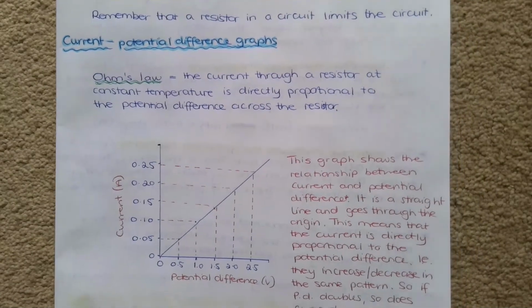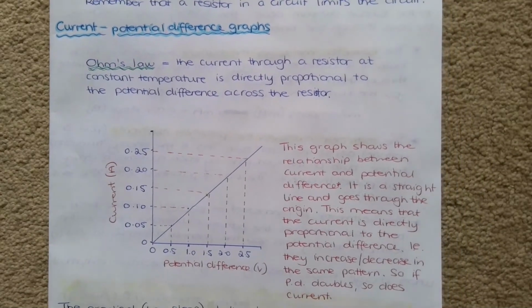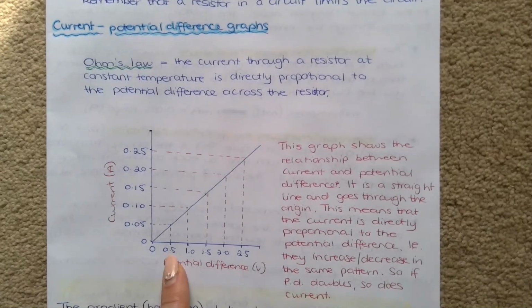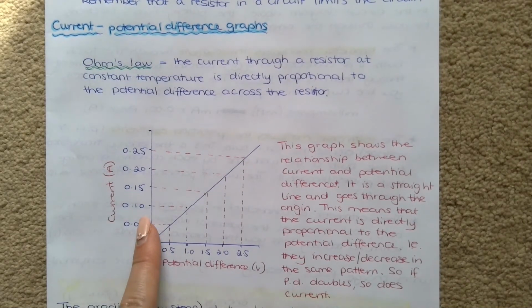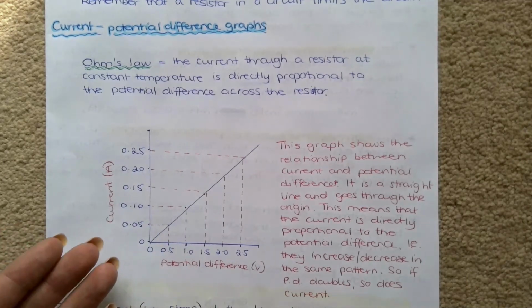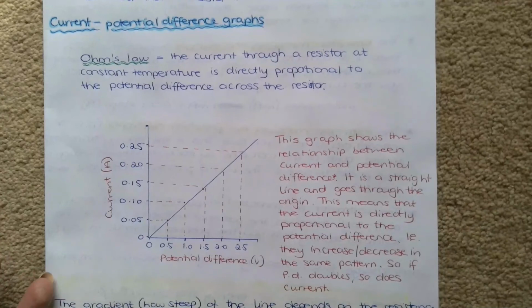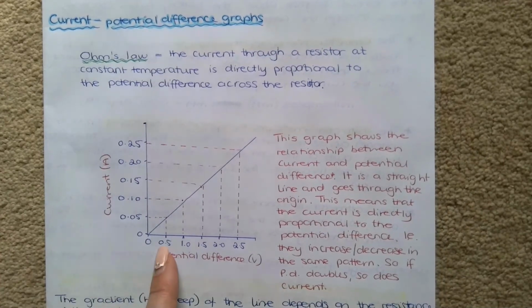Current potential difference graphs. I'm going to introduce a law to you, Ohm's law, and this states that the current through a resistor at a constant temperature is directly proportional to the potential difference across the resistor. This means that if the potential difference doubles, so does the current. That is what directly proportional means. They go up by the same amounts, or go down by the same amounts, or in the same pattern. This graph will help to explain it.